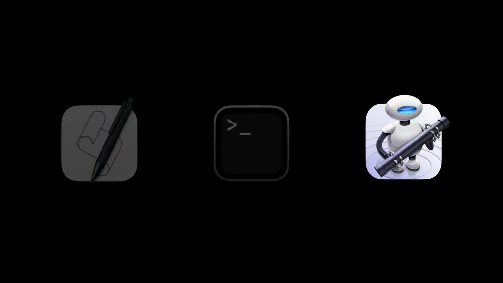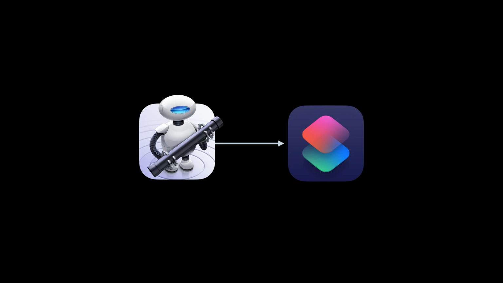Next, let's take a look at Automator. Automator is an existing automation tool in the Mac that lets you create workflows to automate repetitive tasks. Shortcuts is the future of Mac automation, but we still care deeply about Automator and everyone who relies on it. In order to make the transition from Automator to Shortcuts as smooth as possible, we've built a migration tool that can convert most Automator workflows into Shortcuts.